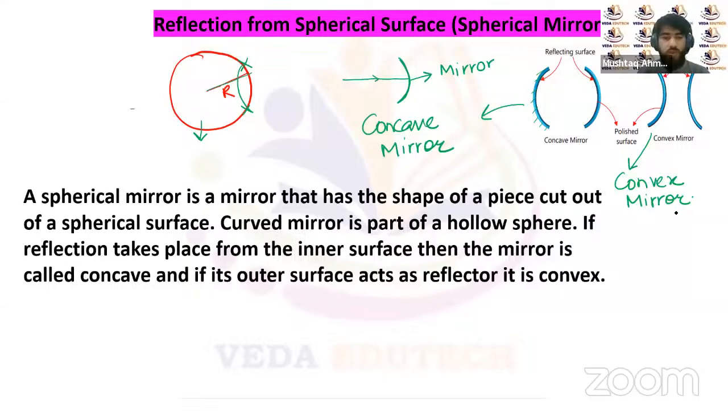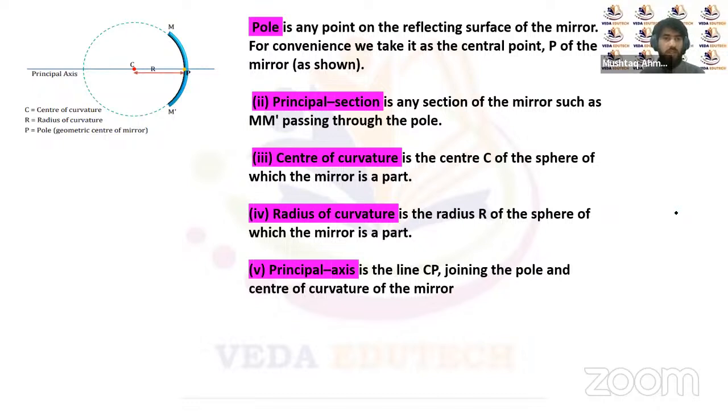So there are two types of mirrors: one is the concave and another is the convex mirror. Now you can see here we have the concave mirror. This concave mirror is part of this sphere, and the radius of this sphere is r. The radius of this concave mirror will also be equal to r. This radius we call the radius of curvature.